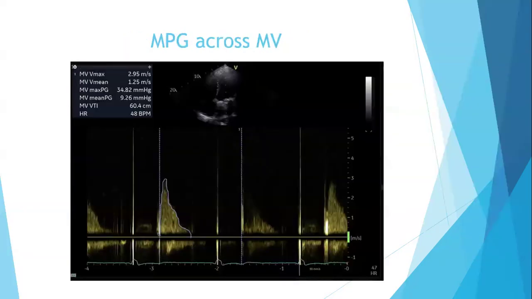The mean pressure gradient trace was taken over it, and it showed that it was a 9 millimeters mercury. So we have an elevated mean pressure gradient. We have an elevated peak E velocity. However, the pressure half time seems to be within normal.